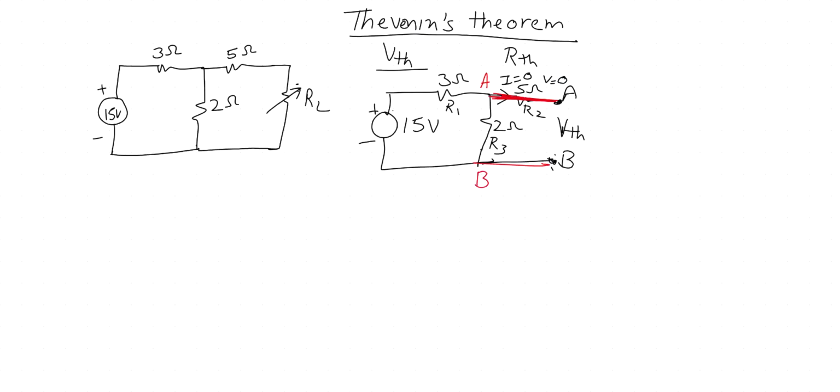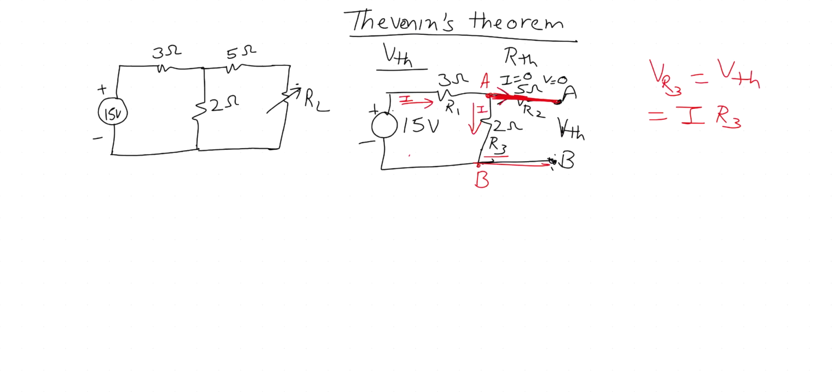The voltage across A and B is VThevenin. That means the voltage across resistor R3 is VThevenin. So you need to find the voltage across resistor R3, and that will be the same as VThevenin. By Ohm's law, that is the current flowing through R3 times R3. This is the current flowing through the circuit. There will be no current flowing in the 5 ohm because it's open, so the same current flows through the whole circuit.